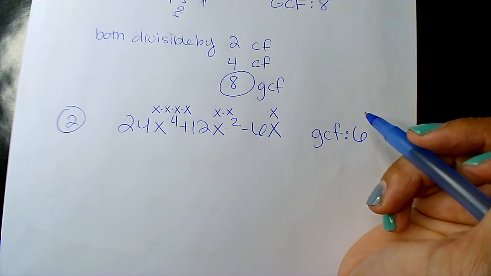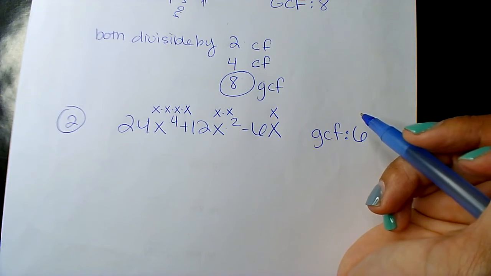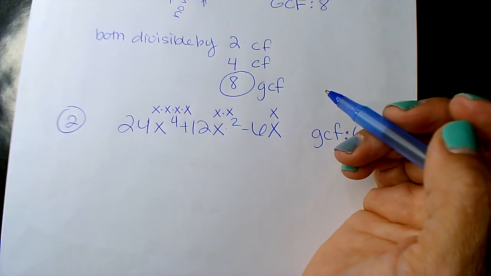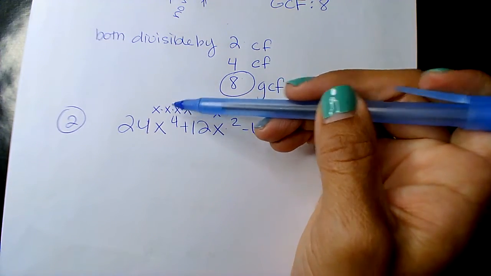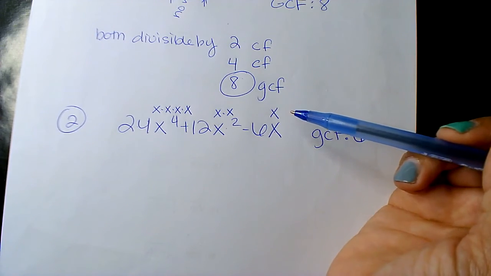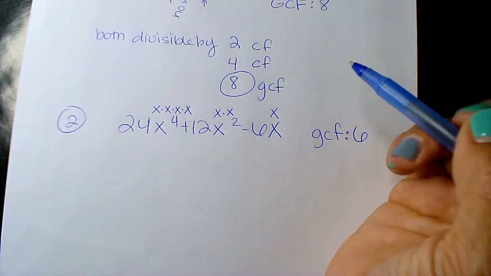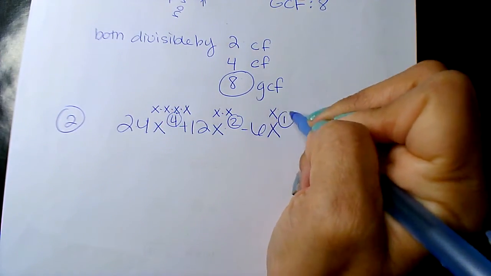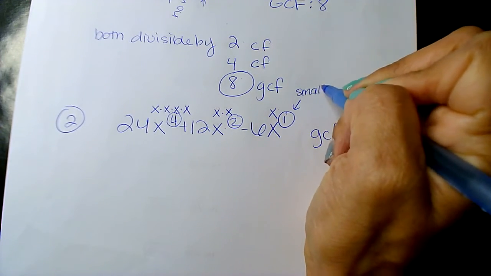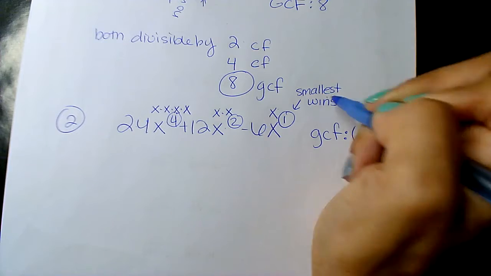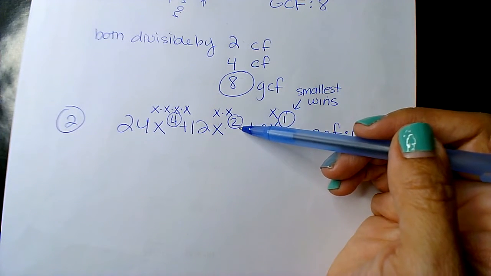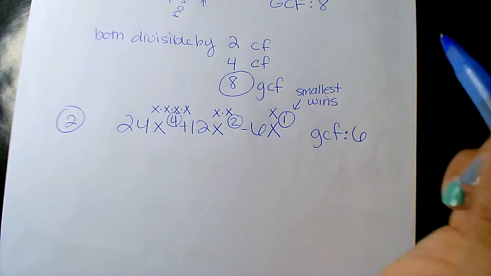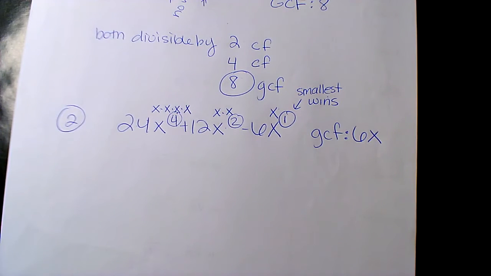Remember, if it's common, it means that it can be removed. You cannot share what you don't have. So in the case of your exponents, smallest wins, okay? So if I have 4 and I have 2 and I have 1, how many can be removed? 1. That's it. Because look, this exponent is 4. This is 2. This is 1. The smallest always wins. Because if you say, oh, everybody has to donate 2 x's, well, this person only has 1 x. Like, how do they come up with a second x to donate? They can't. So your GCF is just 6x.